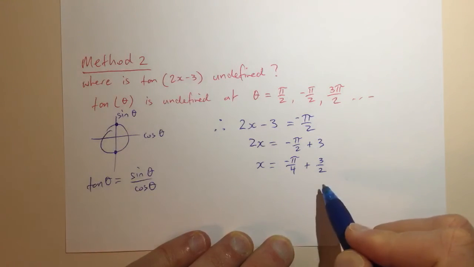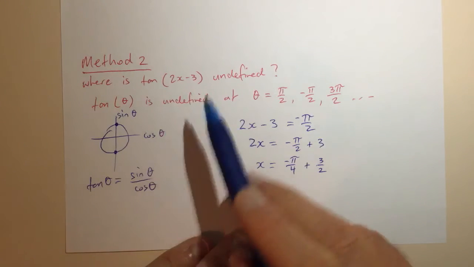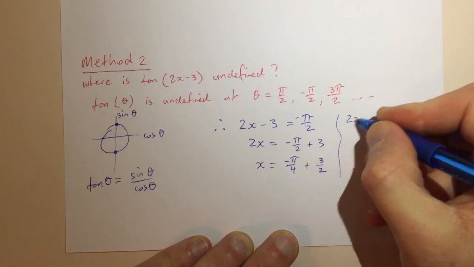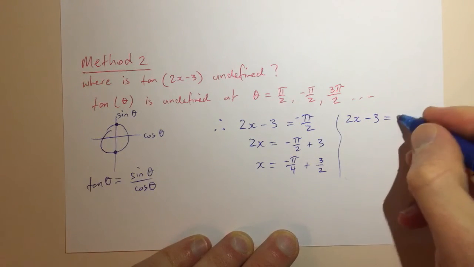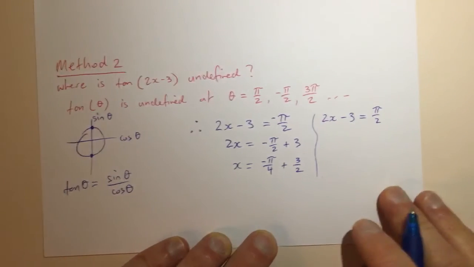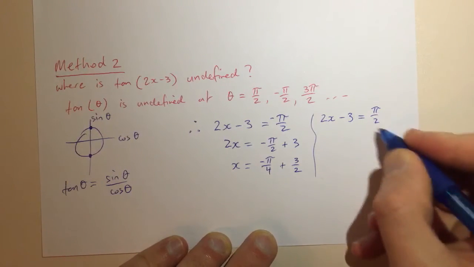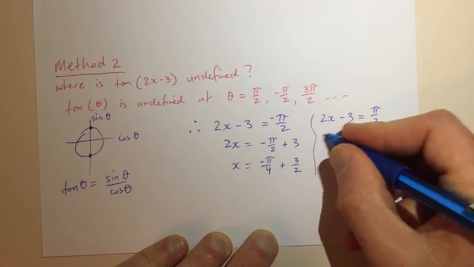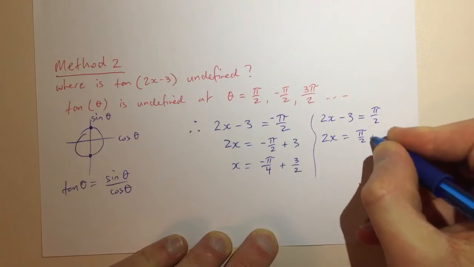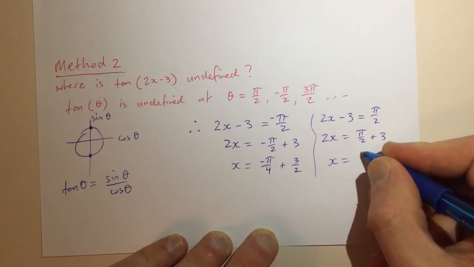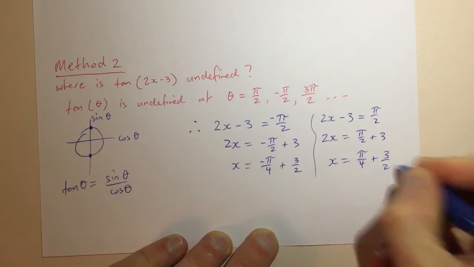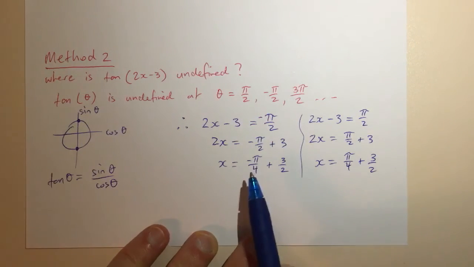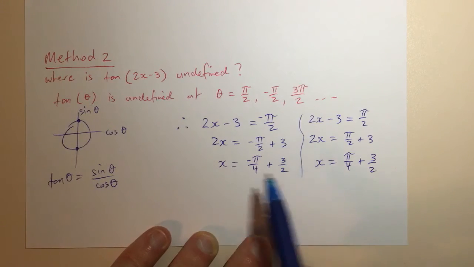Remember that we're looking for the first two positive asymptotes, or the first two positive undefined values in terms of x. Another one that we had: 2x minus 3 equals positive pi on 2. We're just letting the angle equal the value that we know will give us an undefined value for tan. So 2x equals pi on 2 plus 3, and dividing both sides by 2, x will equal pi on 4 plus 3 on 2. We know that's going to be a positive number. What we want to make sure is that these two are actually the first two positive numbers.